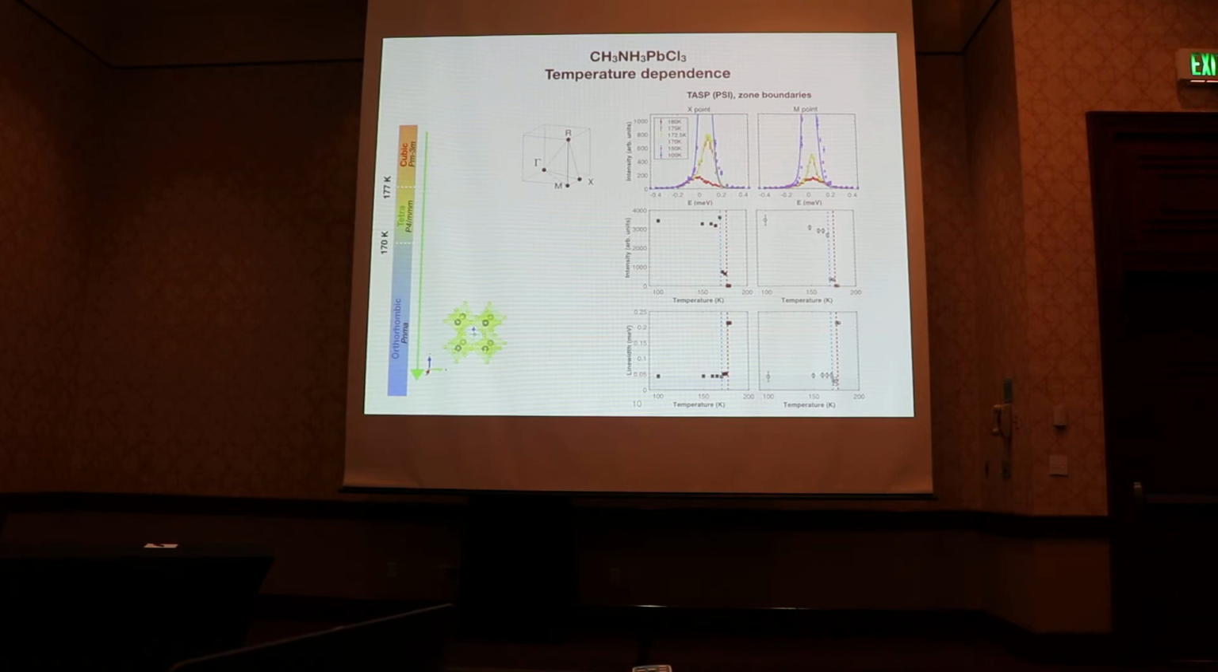In parallel, we have also tracked the quasi-elastic scattering as function of temperature at the zone boundaries. So these are elastic scans that were measured at the X point and the N point as function of temperature. What we can see is that there's a sudden jump, a sudden increase in intensity at the orthorhombic phase transition.